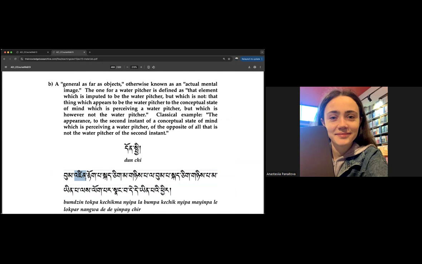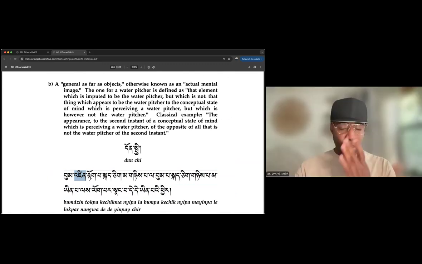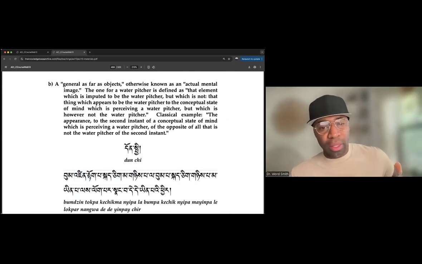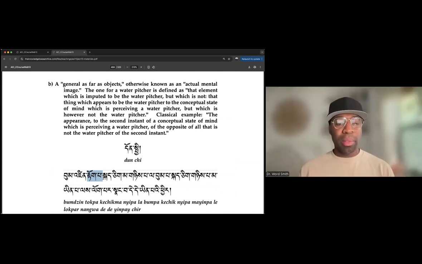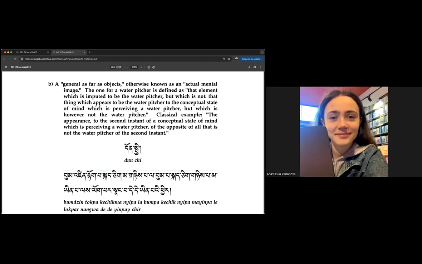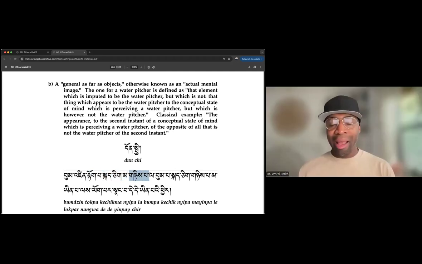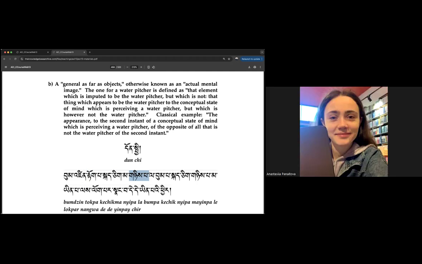Hold, to grasp, receive. The grasping of the water pitcher as a tokpa. Understand, like conception. Yeah, this is a thought, imagining, conception. In a kechikma, a conceptual instance, in the Nipa instance, both two, Nipa, second.